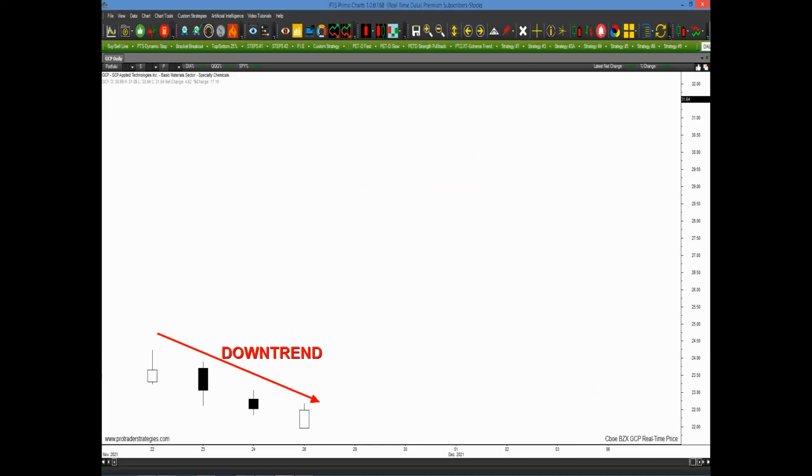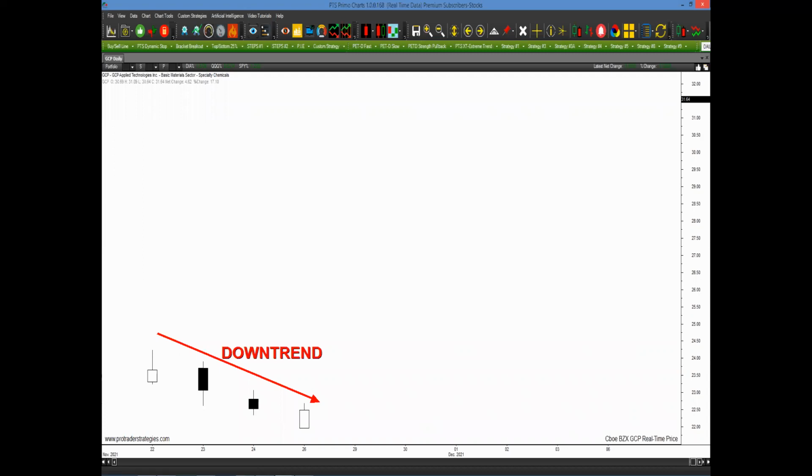For example, let's look at something that just happened in the last couple of weeks, okay? You're looking at GCP here, okay? Applied Technology. Someone would say, hey, Steve, this is in a downtrend. I went to that chat room. The guy doesn't like this. We're going to wait for more confirmation before we even think about buying this.